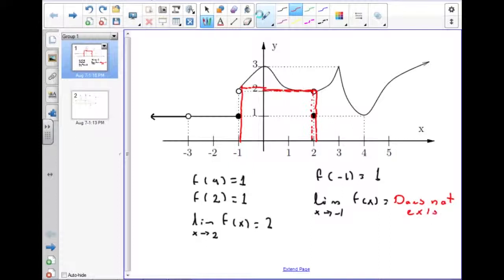Because the lateral limits are not the same. Okay. From the left, we were getting 1, and from the right, we were getting 2 for x equals 1. So in this case, the image exists, but the limit doesn't.